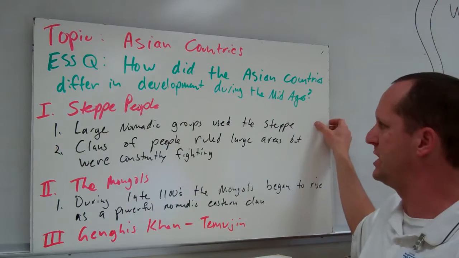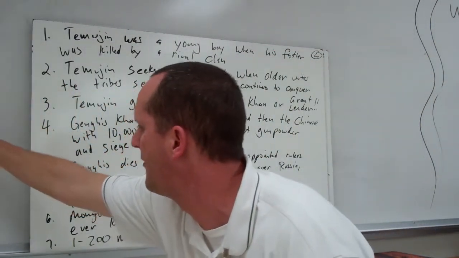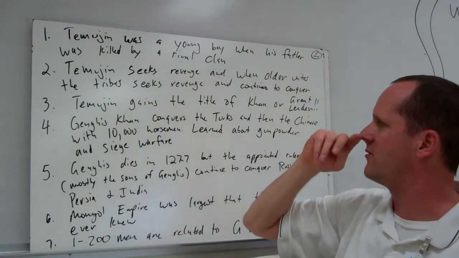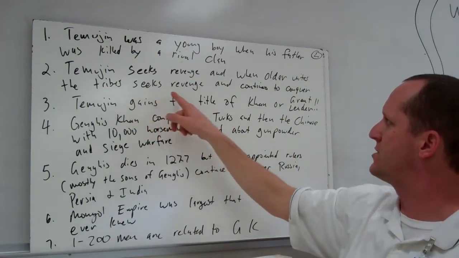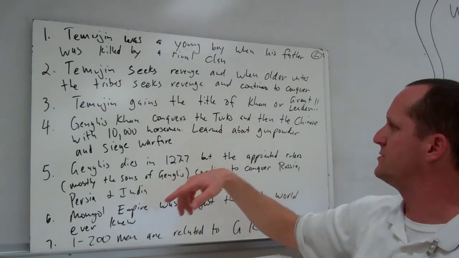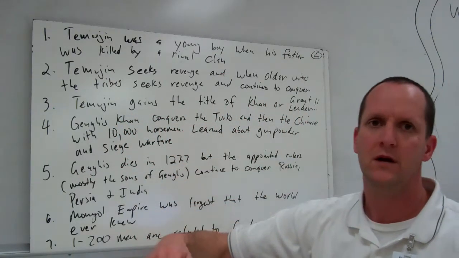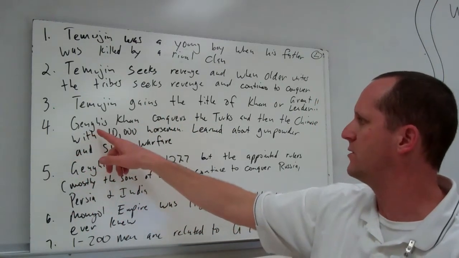Genghis Khan, or Temujin, as he was known as a youngster. Temujin was a young boy when his father was killed by a rival clan. Temujin seeks revenge. When older, he unites the tribes, seeks revenge, and continues to conquer. Temujin gains the title of Khan, or great leader. So Genghis Khan, Khan is also another name for leader or ruler.